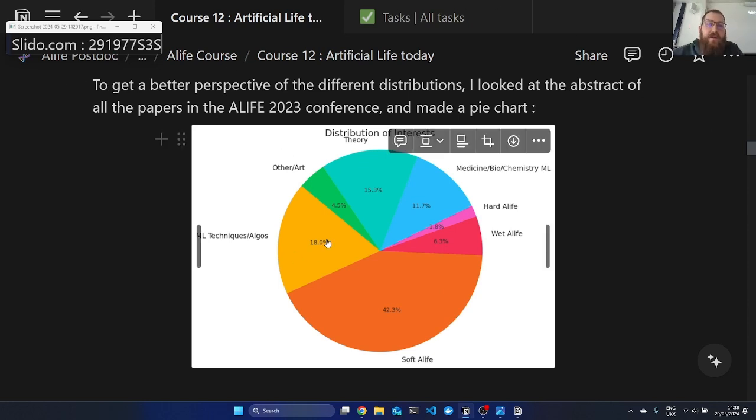Then you had a big part, and this is interesting, 18% of machine learning techniques or algorithms more generally inspired from artificial life. Remember, for example, ant colony optimization and stuff of this kind. You see really that artificial life is very intertwined with the field of machine learning. And this is not very surprising because, of course, 50% of ALIFE is software, and a big subject in software is machine learning.